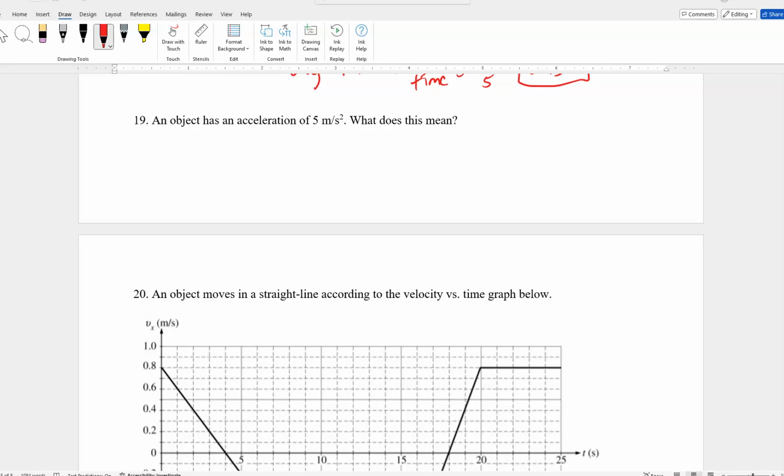All right, class, I'm now going to start at number 19, and my goal here is to make sure I get this all done here in 15 minutes. So let's get started here. An object has an acceleration of 5 meters per second squared.